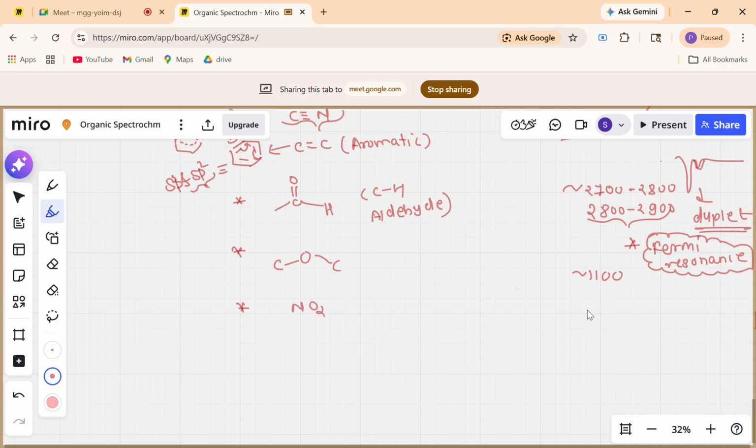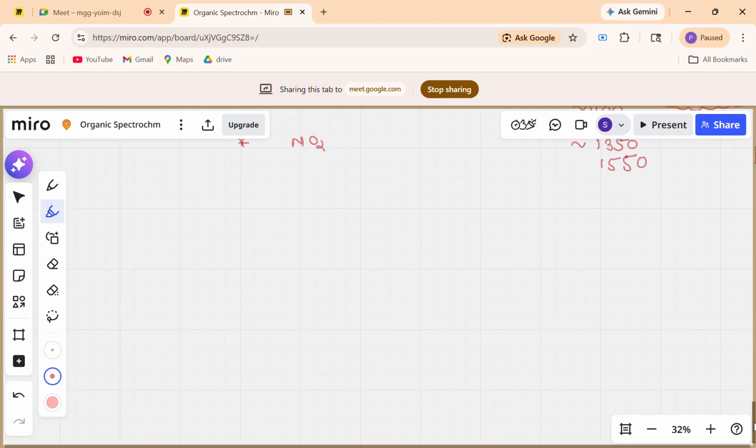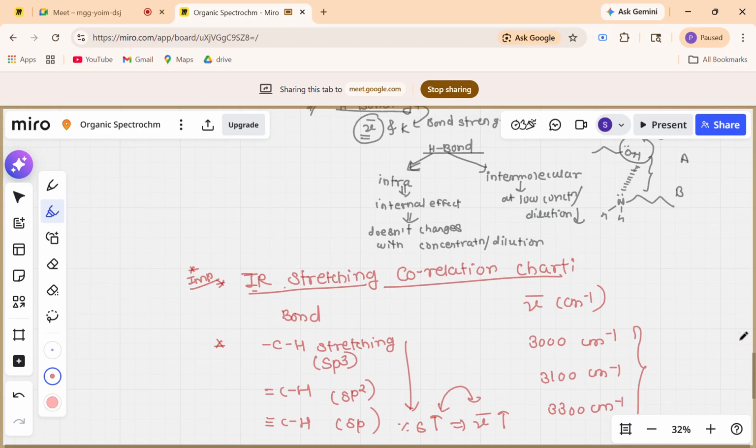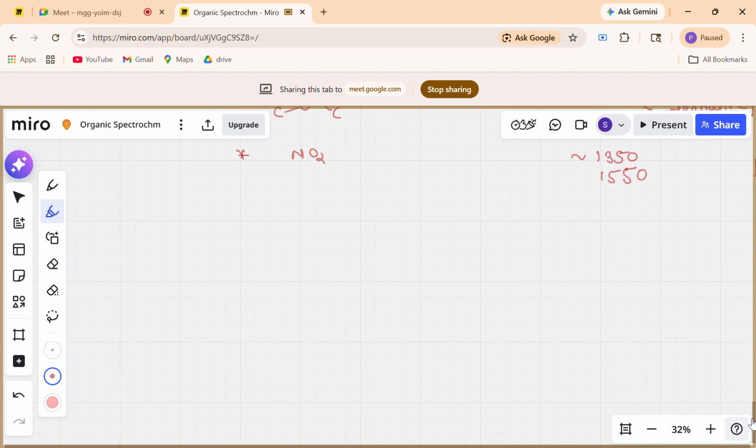Then next, if there is an ether compound, that also gives a value around 1100 centimeter inverse. And I think I told you about the NO2 compound. As we discussed, there are two similar atoms, so two peaks will be there. One corresponds to symmetric stretching, the other to asymmetric stretching. Those values will be 1350 and 1550 or 1650, around that they will give the two peaks. So these are some of the characteristic bonds and their corresponding stretching frequency values.